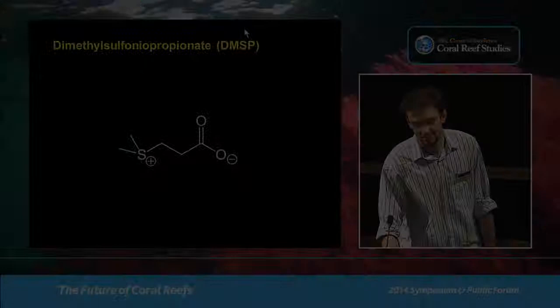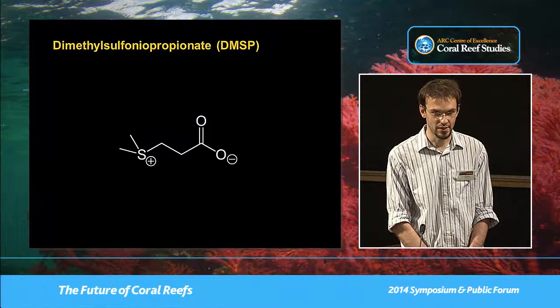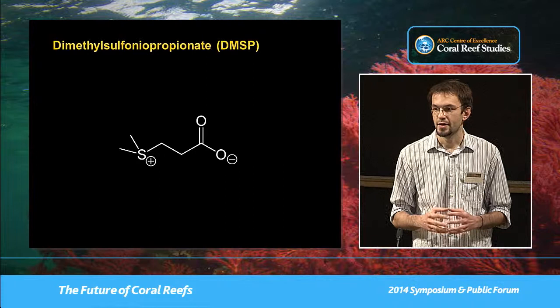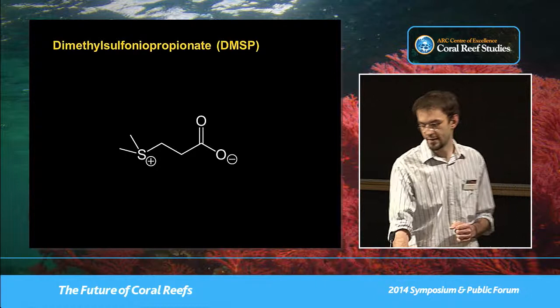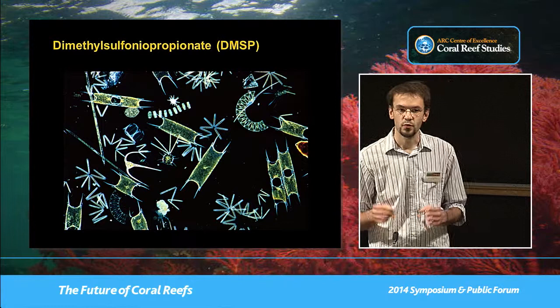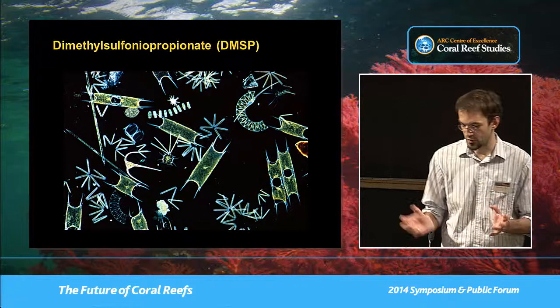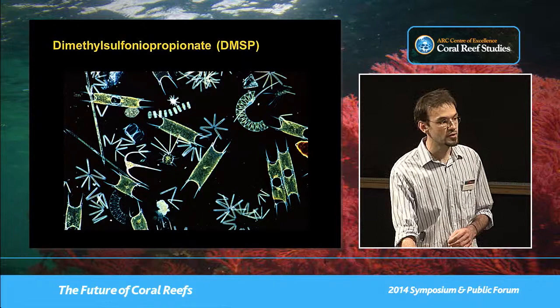Let me tell you about a small sulfur molecule called DMSP. DMSP is tremendously important in the marine environment, yet its production is exclusively restricted to photosynthetic organisms, namely phytoplankton. Phytoplankton produce more than 1 billion tons of DMSP per year. And among phytoplankton, dinoflagellates are very prolific producers. And that includes coral-associated Symbiodinium.